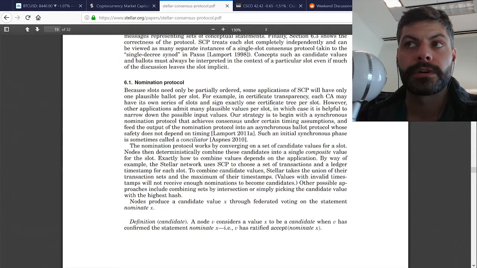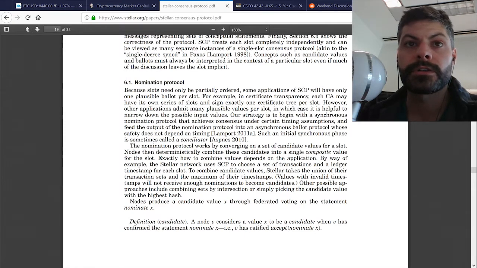6.1 Nomination Protocol. Because slots need only be partially ordered, some applications of SCP will have only one plausible ballot per slot. For example, in certificate transparency, each CA may have its own series of slots and sign exactly one certificate tree per slot. However, other applications admit many plausible values per slot, in which case it is helpful to narrow down the possible input values. Our strategy is to begin with a synchronous nomination protocol that achieves consensus under certain timing assumptions, and feed the output of the nomination protocol into an asynchronous ballot protocol whose safety does not depend on timing.